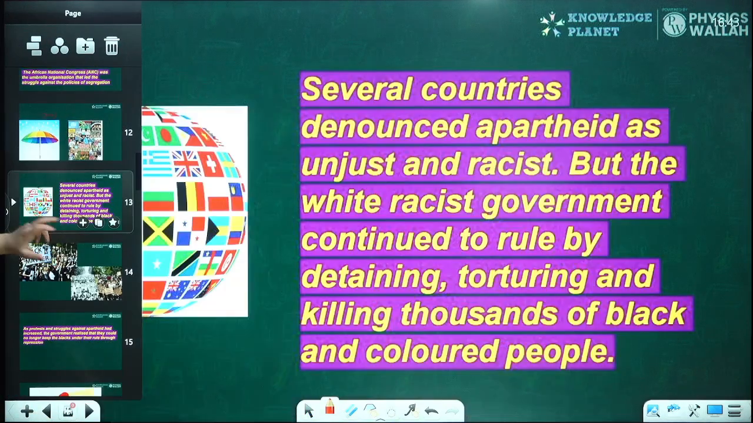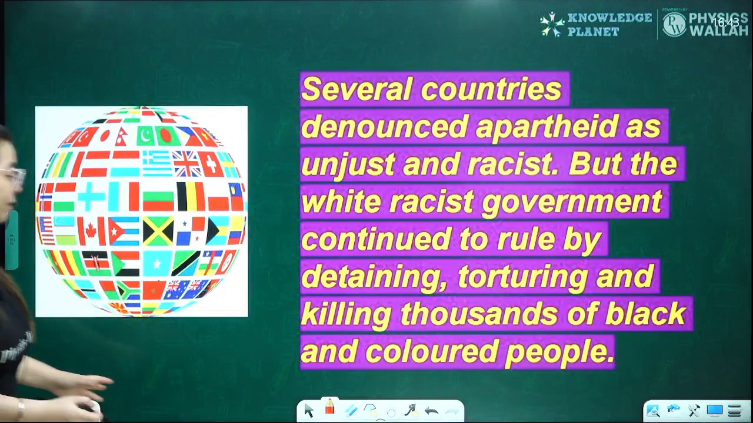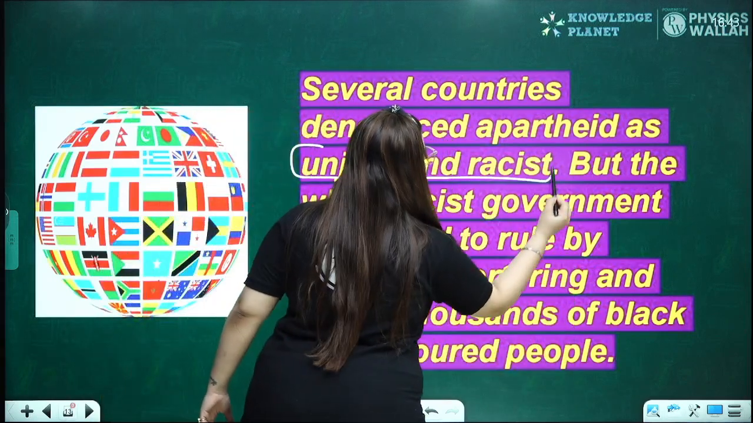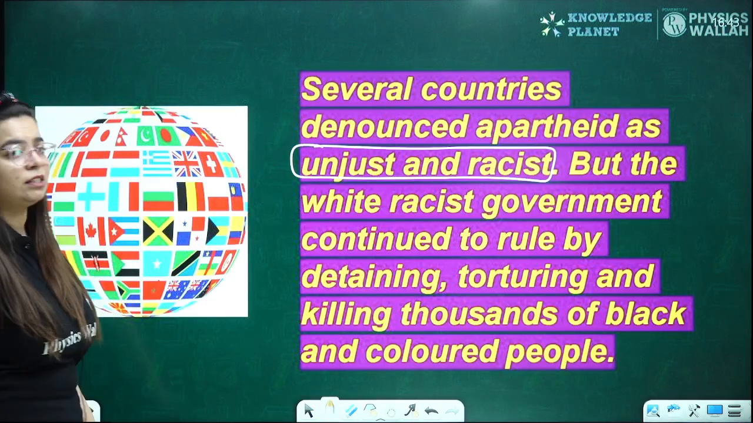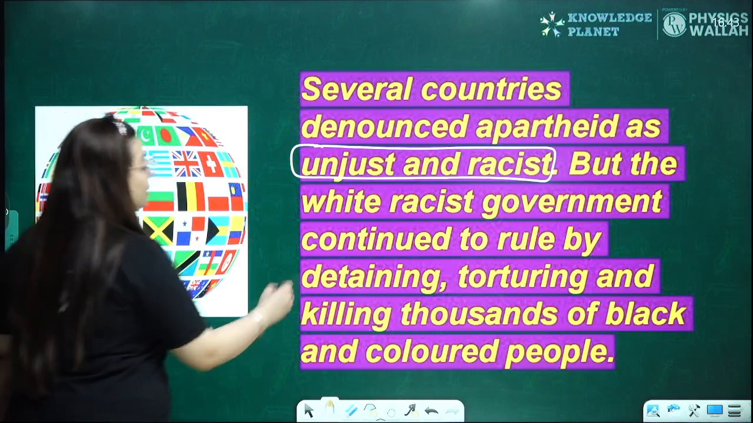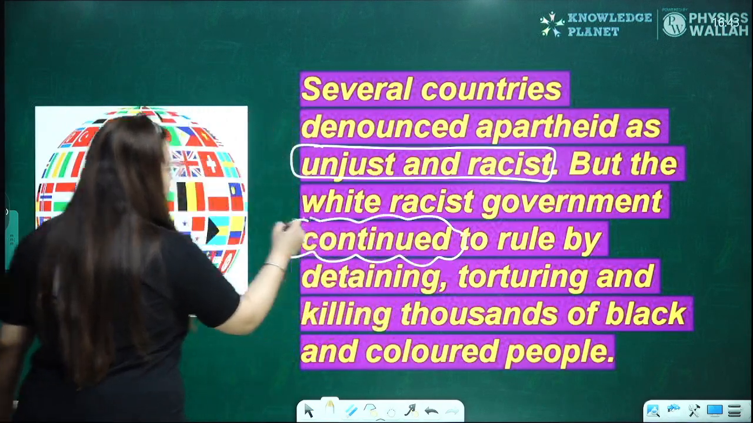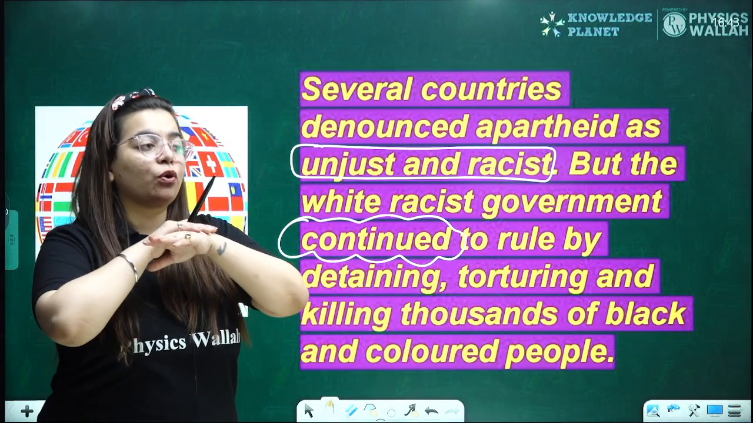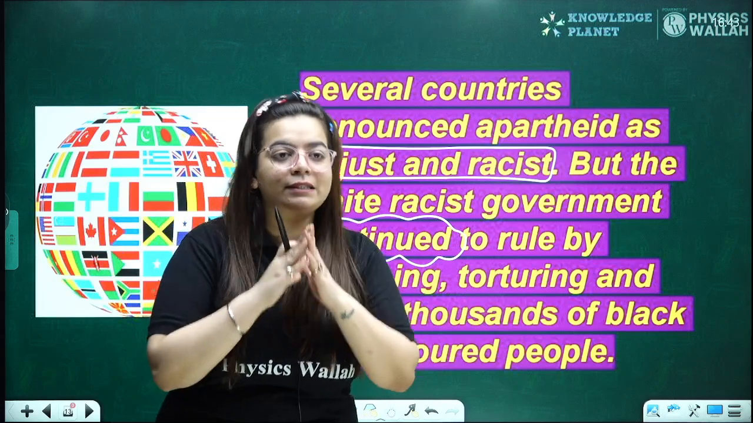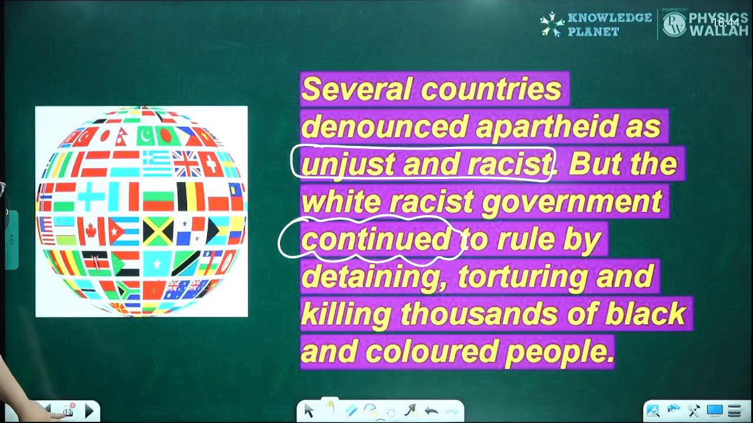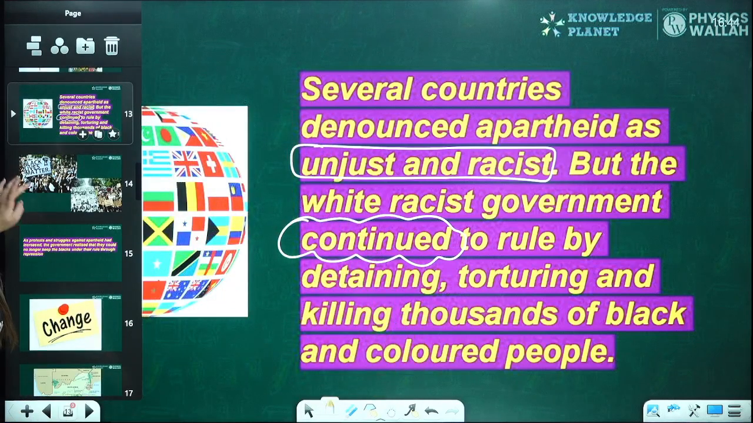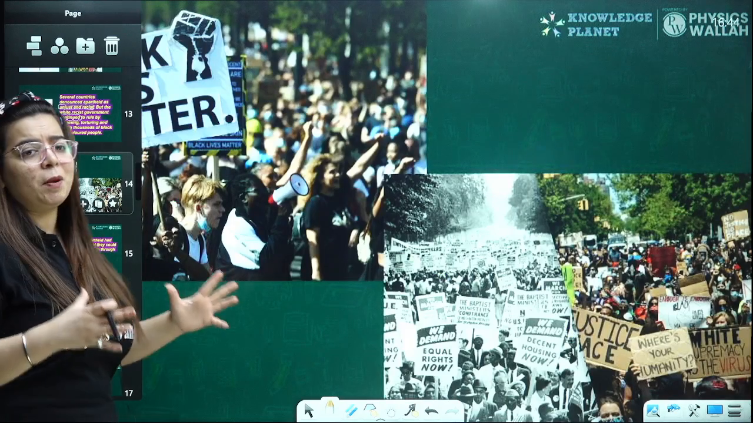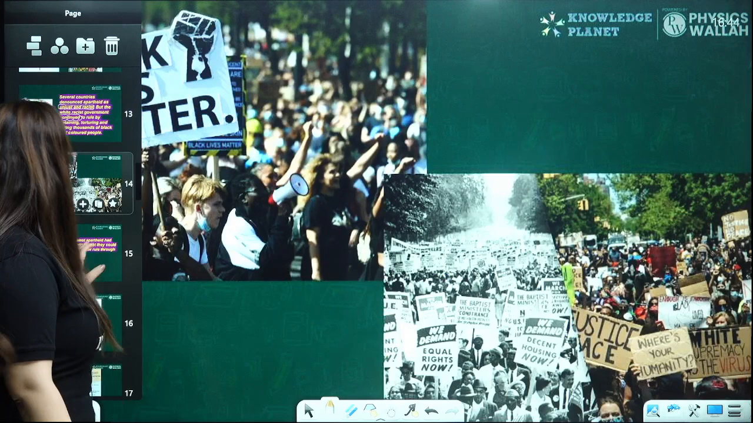Several countries denounced apartheid as unjust and racist. A lot of countries also said the same thing, that this system is not good, this is unjust and racist, but the white racist government continued to rule by detaining, torturing, and killing thousands of black people, discriminating against a lot of black people, and this system kept continuing for a long time. Now, there was a time when protests and struggles increased. People were on roads and people were feeling very sad.